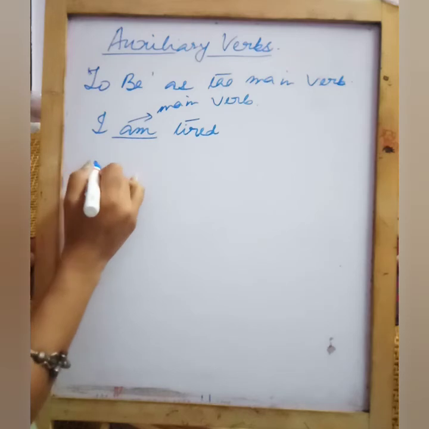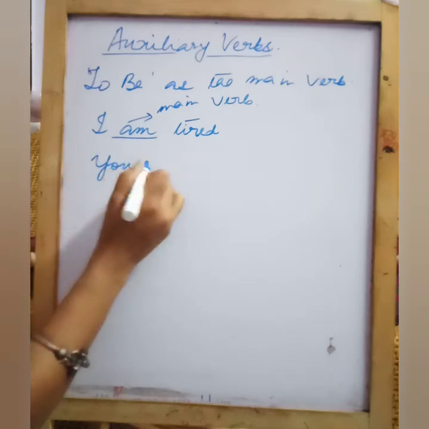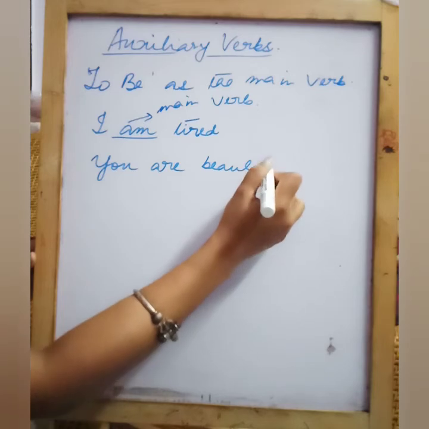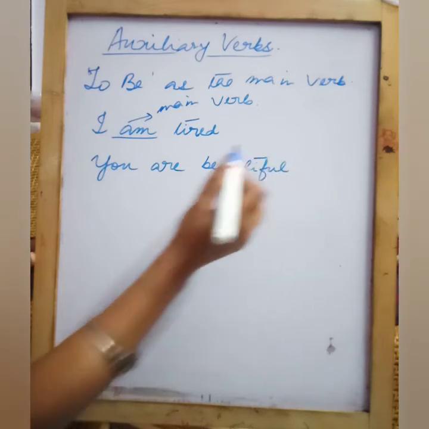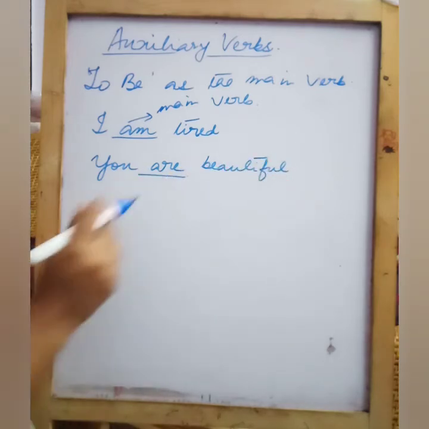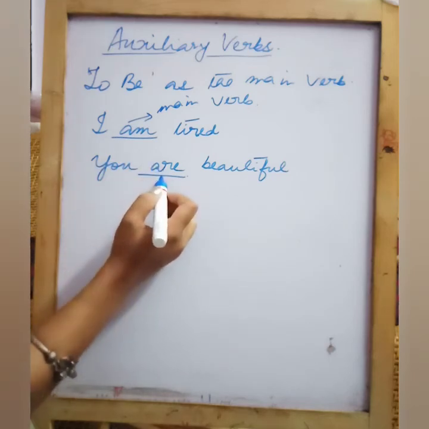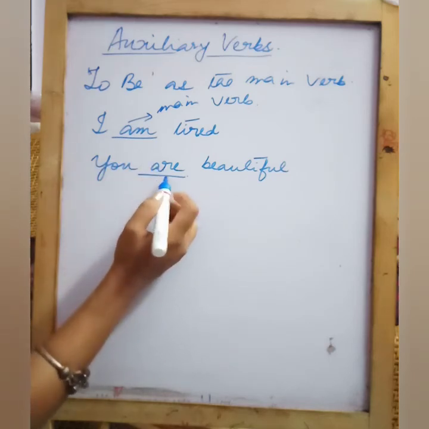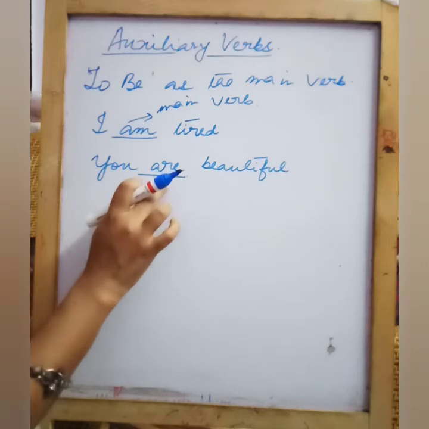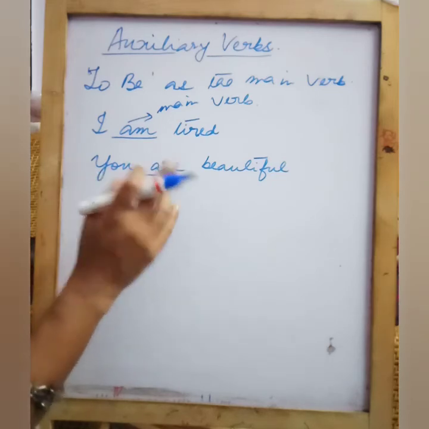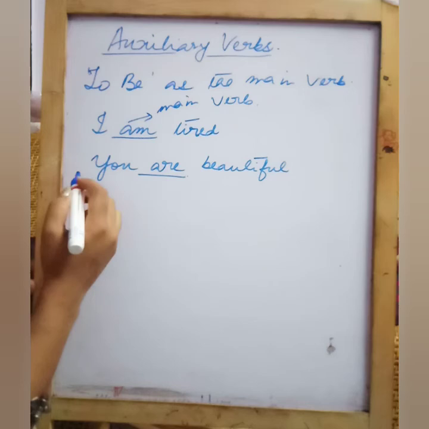Then one more you see. You are beautiful. Here also see, we are using what? Present tense, and this are, this is the to be verb, isn't it? The primary auxiliary verb, isn't it? To be. Here also are is acting as the main verb. We are saying you are beautiful. No other action word. One more.